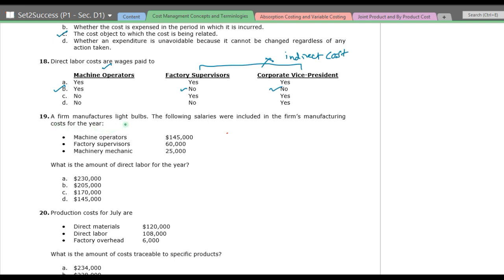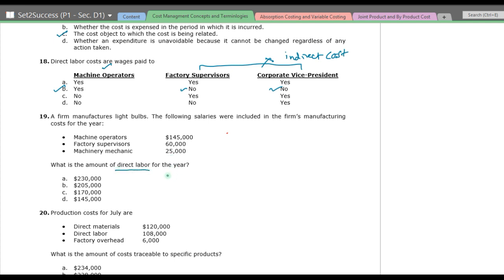A firm manufactures light bulbs. The following salaries were included in the manufacturing costs for the year. We have machine operators, we have factory supervisor, and we have machinery mechanic. What is the amount of direct labor for the year?